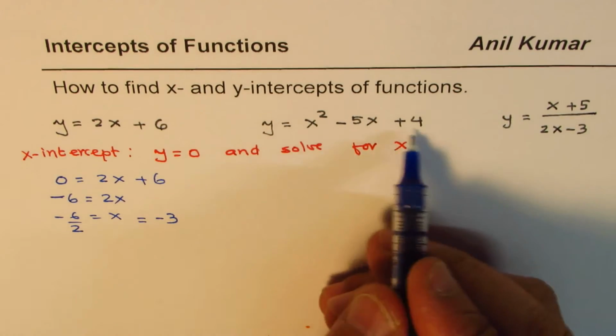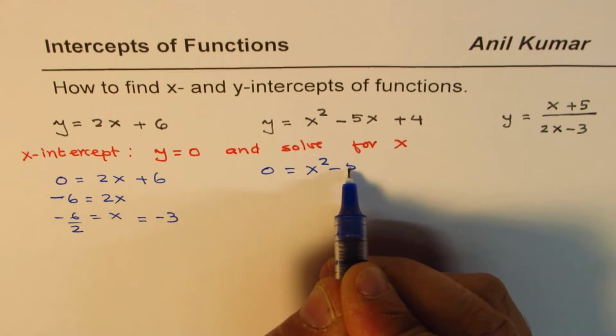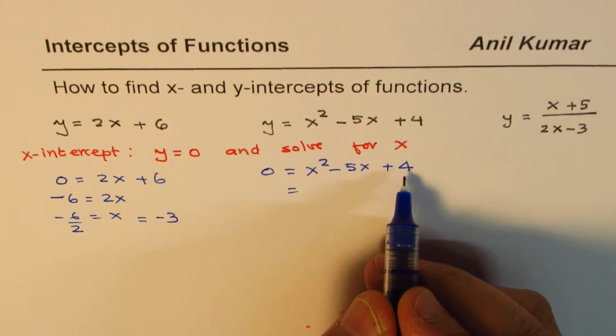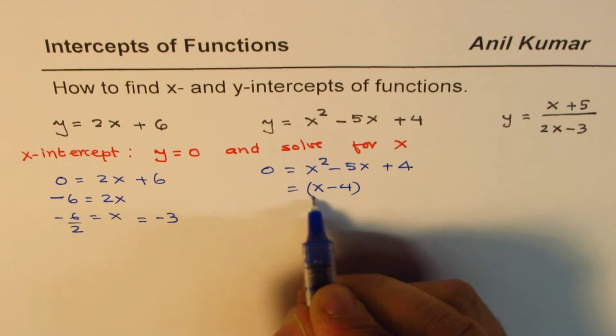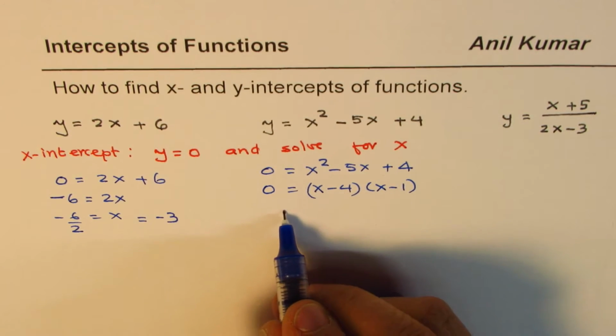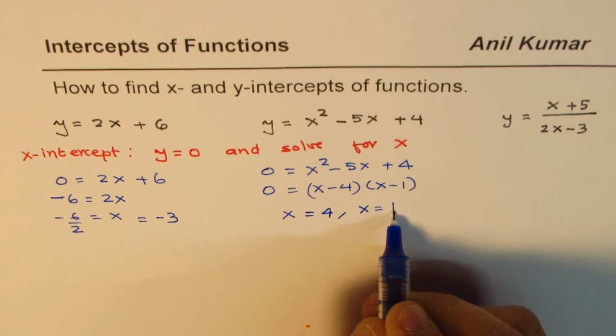Now in this particular case, I get 0 equals x squared minus 5x plus 4. We could factor this, 4 times 1, both negative. x minus 4 times x minus 1 equals 0. That gives me two values. So x equals 4 or x equals 1.